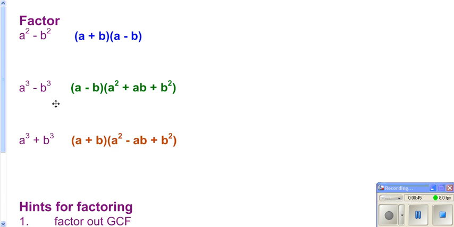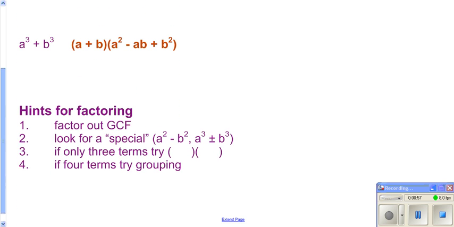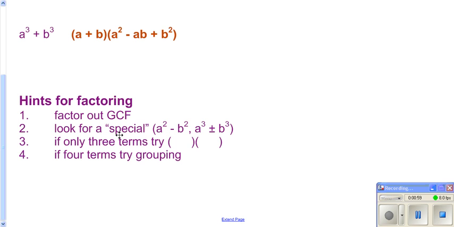The first sign always matches with what you were given. The second sign here is always opposite the first sign. And the last sign is always positive. Those are referred to as our specials when we're looking at factoring.